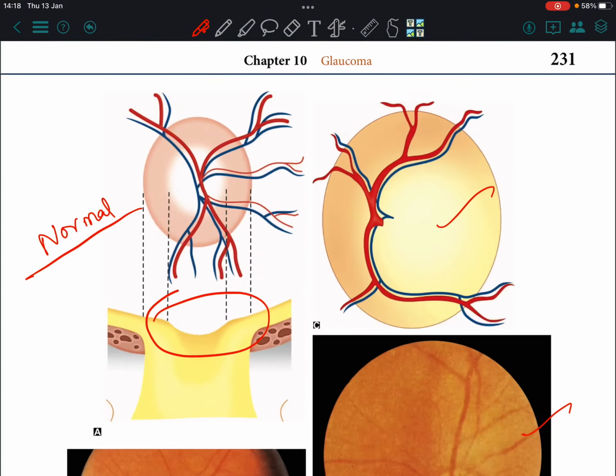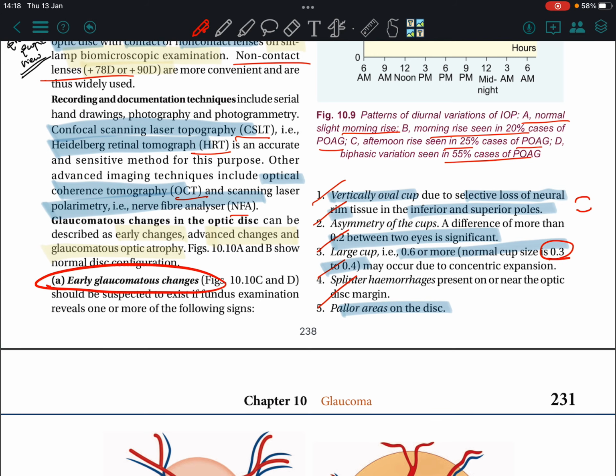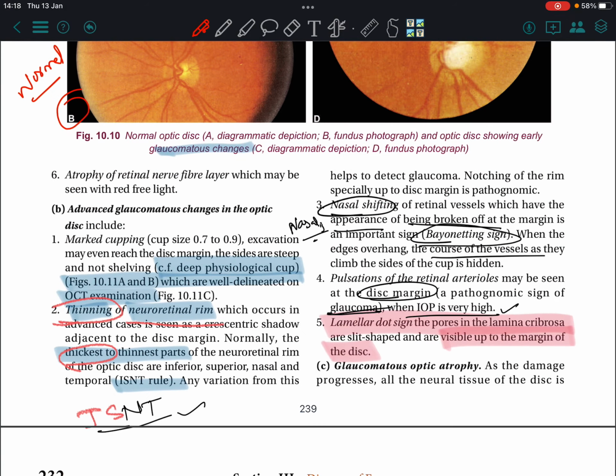Atrophy of retinal nerve fibers. This is early glaucomatous changes. Sixth is atrophy of retinal nerve fiber layer, which may be seen with red-free light.